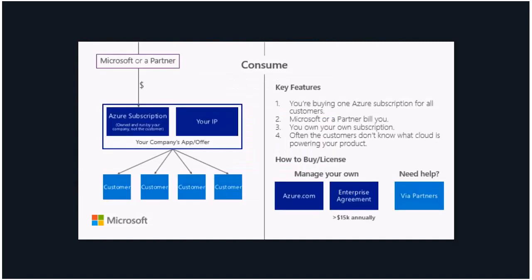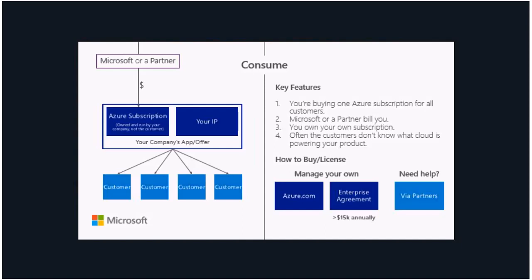So in this model on the left, think of it as your company needing to power your app or service that has an artificial intelligence layer. It needs an Azure subscription, and you're purchasing that via either Microsoft or a partner. And then you bundle your Azure subscription, you build all your IP on top, and then you sell your app or offer down to your customers.